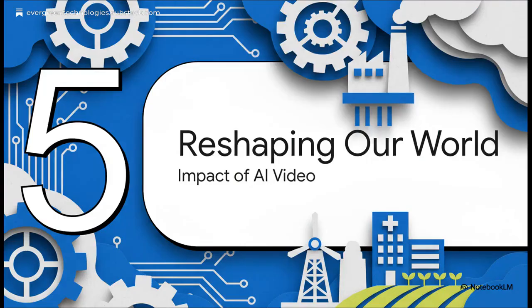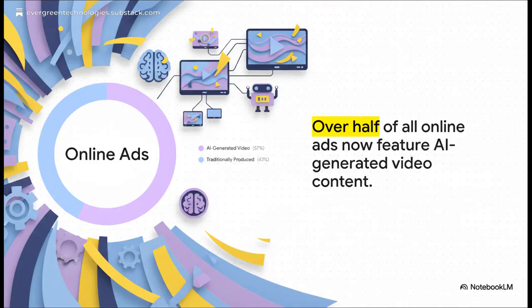Okay, so let's pull the camera back for a second and look at the really big picture here. Why does any of this matter outside of the tech world or Hollywood? Well, because this technology is already fundamentally reshaping massive industries. And this isn't some future prediction. This is happening as we speak. 57% of online video ads right now are already being made with AI. It's cheaper, it's faster, and it has very quickly become the dominant force in the entire digital marketing world.